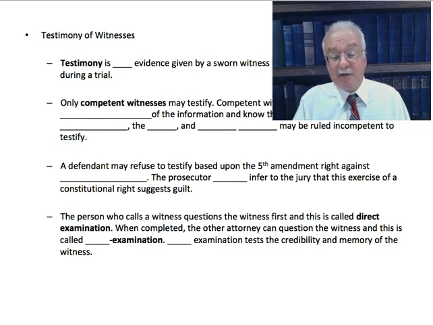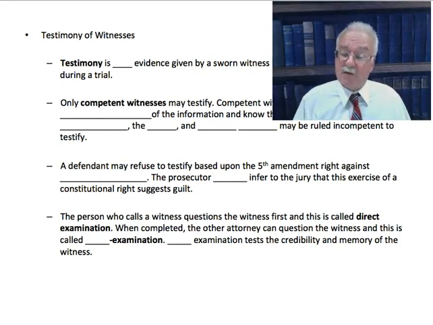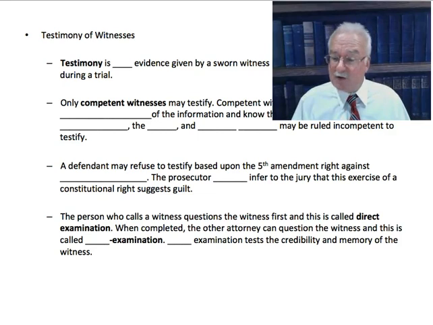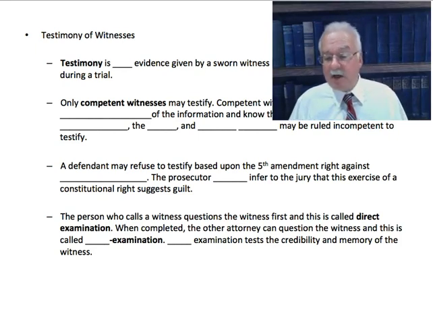Now, a defendant may refuse to testify based upon the Fifth Amendment right against self-incrimination. And the prosecutor may not infer to the jury that this exercise of a constitutional right suggests guilt. The prosecutor cannot comment on the defendant's refusing to testify. Now, the person who calls a witness questions the witness first, and this is called direct examination. When completed, the other attorney can question the witness, and this is called cross-examination.